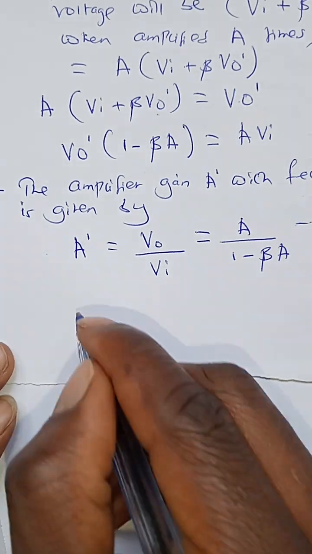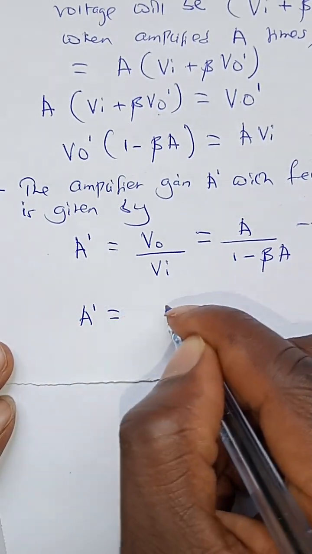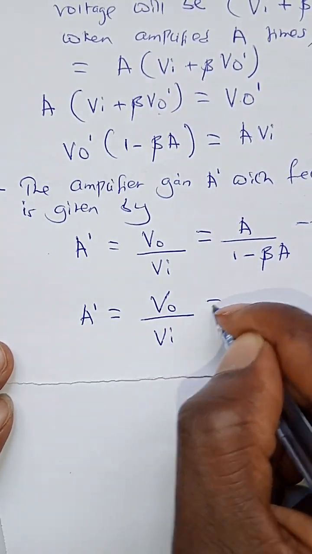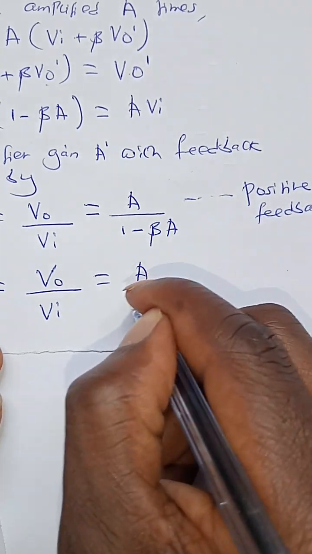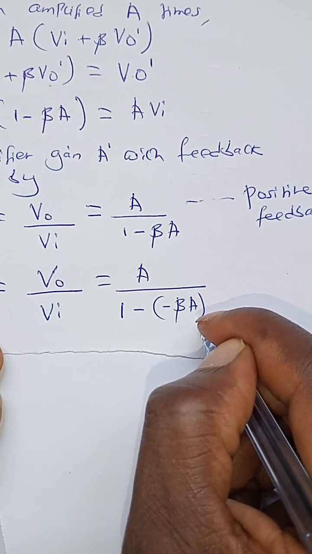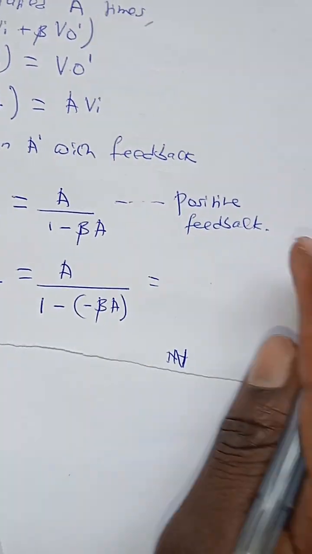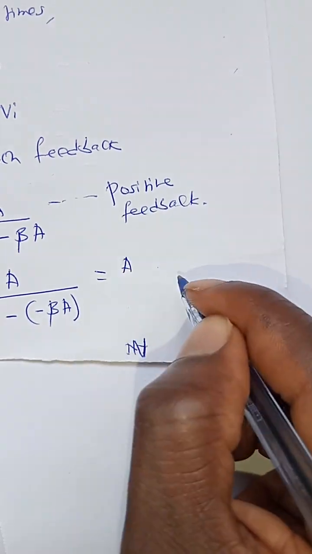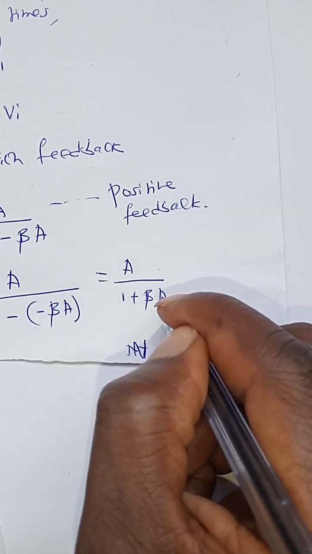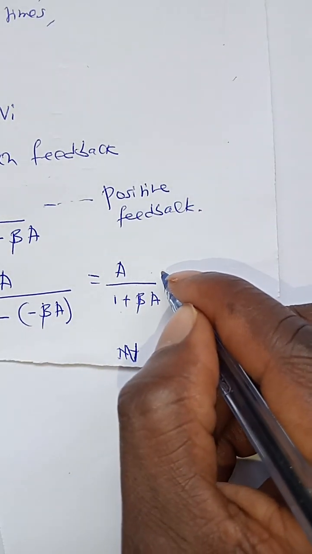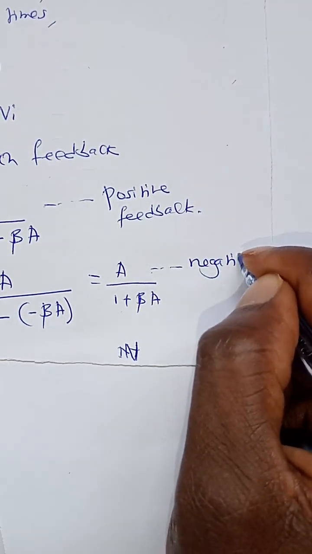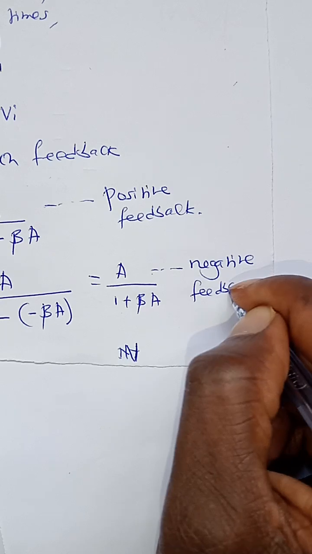For negative feedback, the gain will be of course Vo over Vin, which will be A over 1 plus beta A. This one will be the gain for an amplifier that has employed negative feedback.